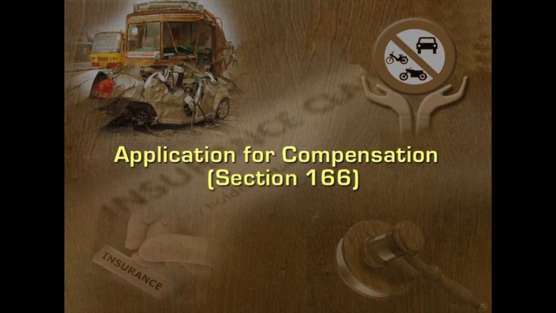Application for compensation. Section 166 of the Act. A person who has suffered damages to his own person or property or bodily injuries, the legal heirs of the person in case of a person expired due to the accident, or the agent of the person who has suffered the loss of property, or the legal heirs of the deceased persons, had to make an application to the insurance company and the owner for a payment of compensation.